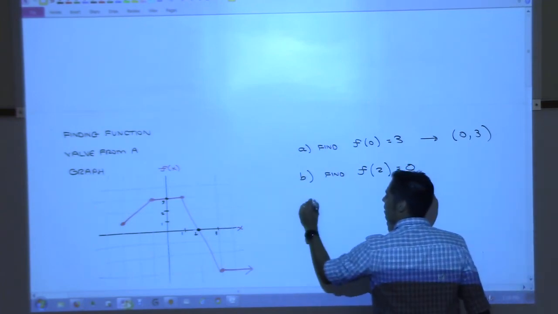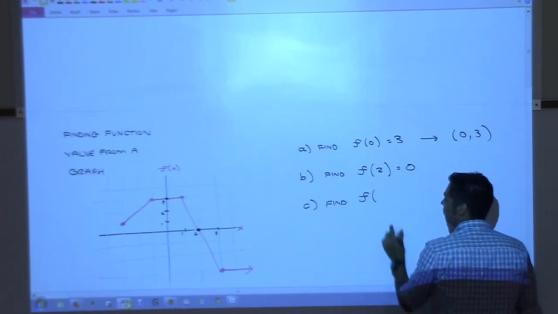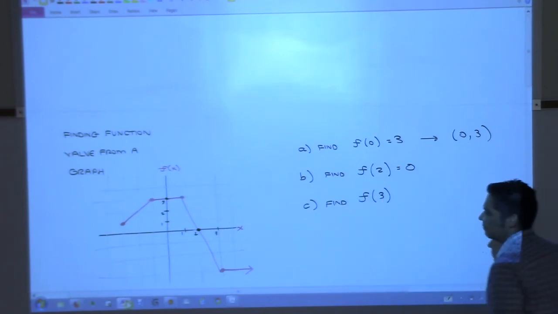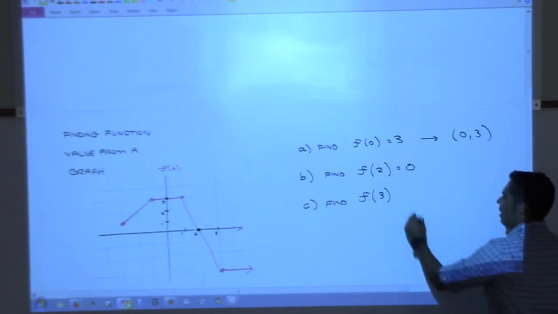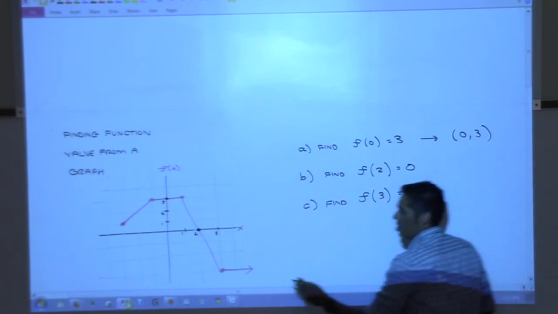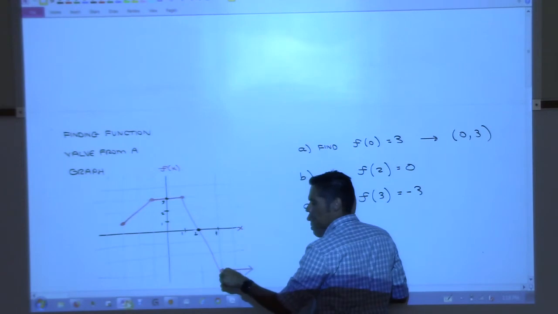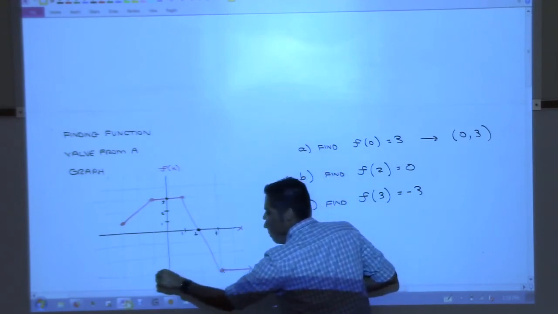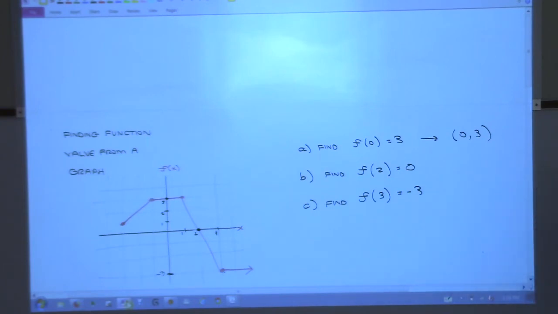All right, C. Find f of 3. What's f of 3? Looks like negative 3, right? So you go to x value of 3, 1, 2, 3. You look up, you don't see anything. You look down, there it is, right? Now, what's the height of that point? It's negative 3. That's how far down it is.